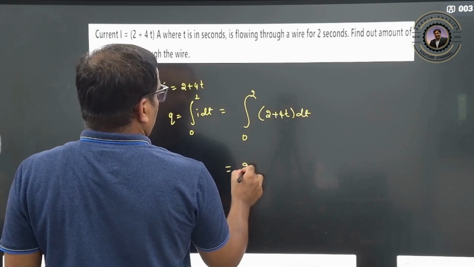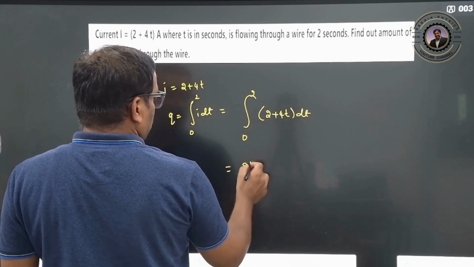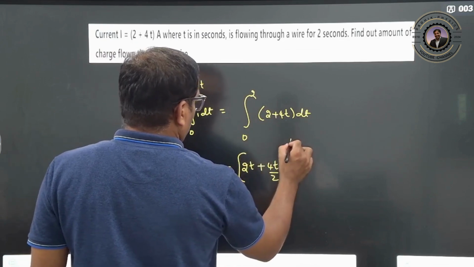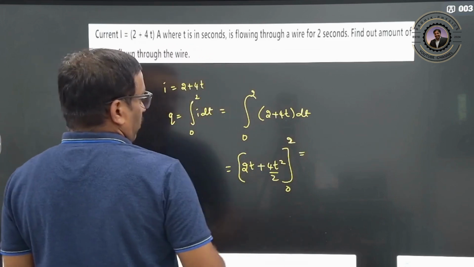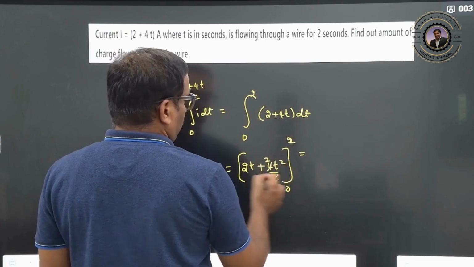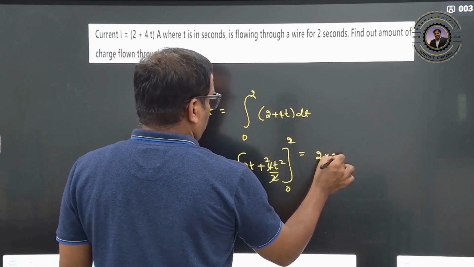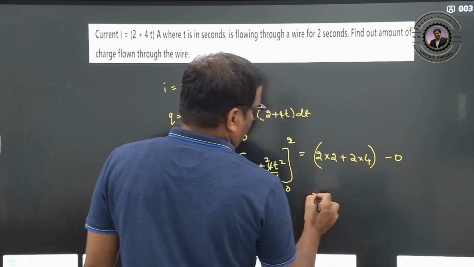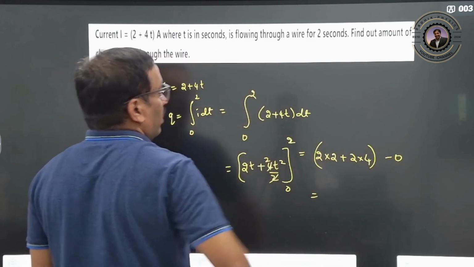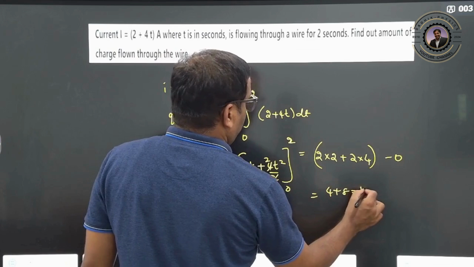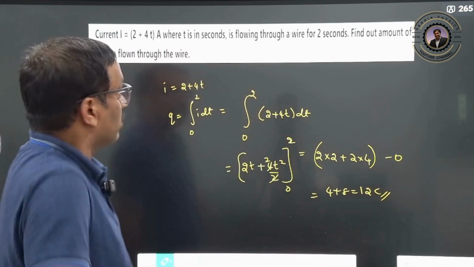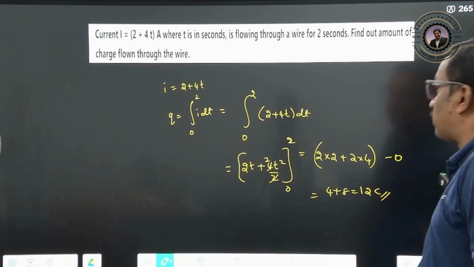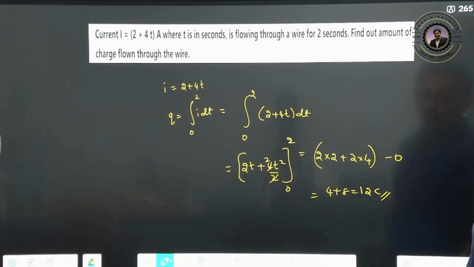Clear? So the integration of 2 is 2t, and the integration of 4t is 4t square by 2, from 0 to 2. Clear? So here you can apply: 2 into 2 plus 2 into 4, and at 0 this is 0. How much will it be? Here 4 plus 8, therefore 12 coulombs. So the amount of charge which is flowing is nothing but 12 coulombs. Clear? Now we will go for one more question.